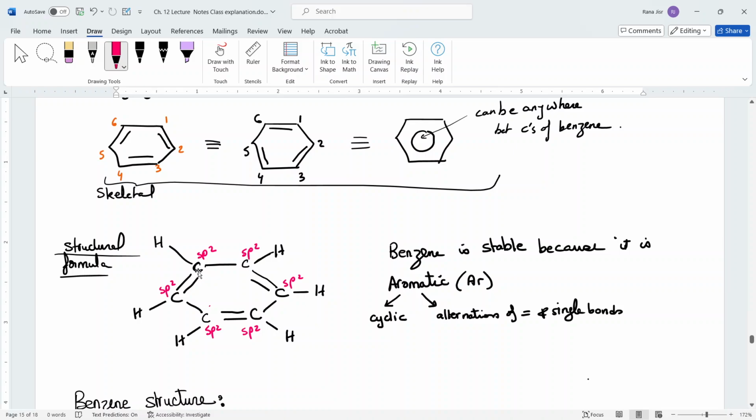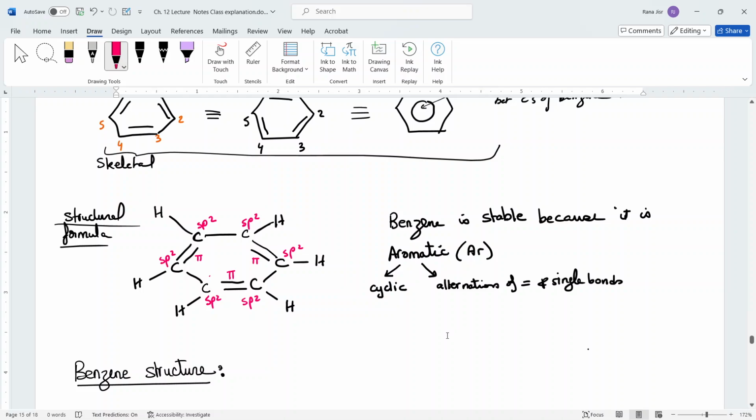I do have here a double bond between these two carbons. So this is a pi bond, this is a pi bond, and this is a pi bond. So I do have 3 pi bonds for this structure, and the rest are sigma.